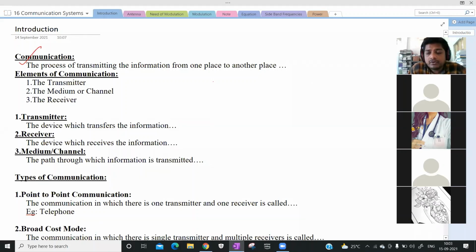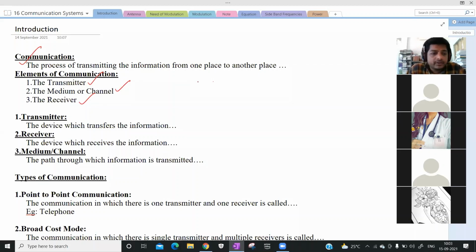If you want to communicate any information from one place to another place, we need three things. The essential elements of a communication system are three: one is the transmitter, second is the medium or channel, and third is the receiver. So we need these three things: transmitter, receiver, and medium through which the information is propagating.